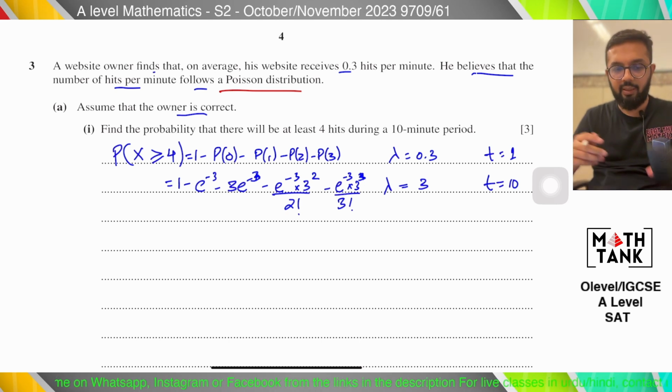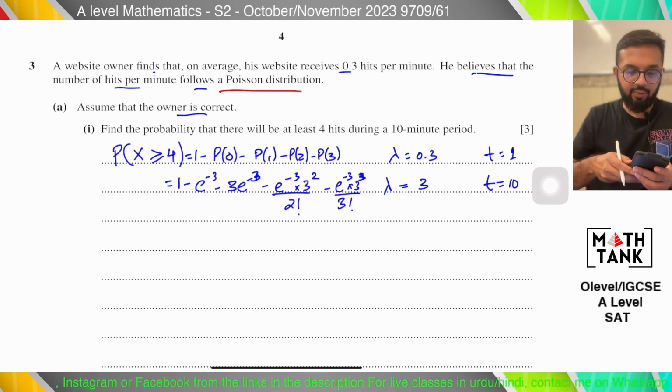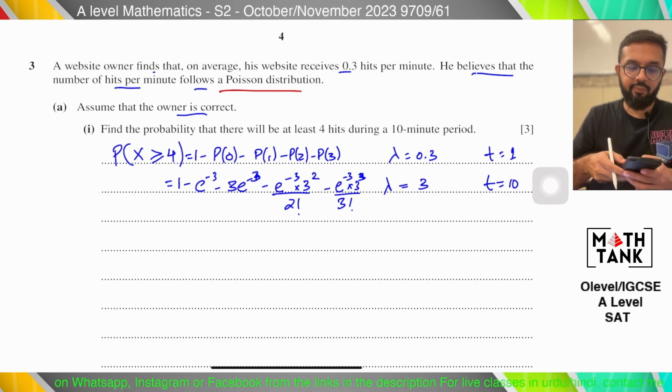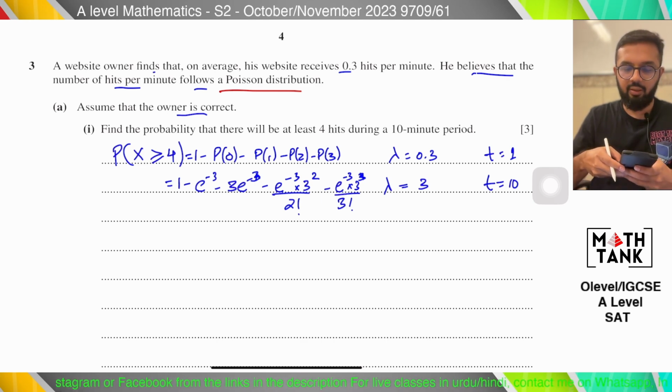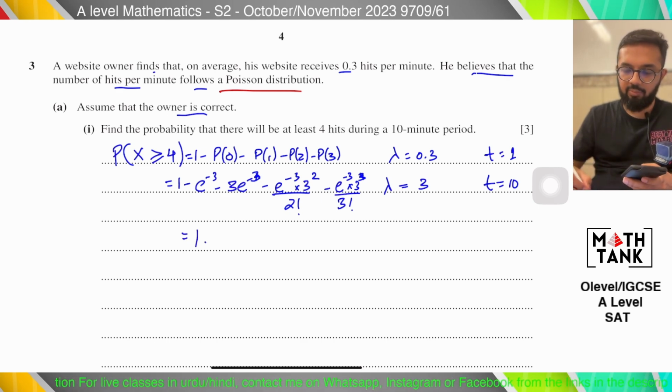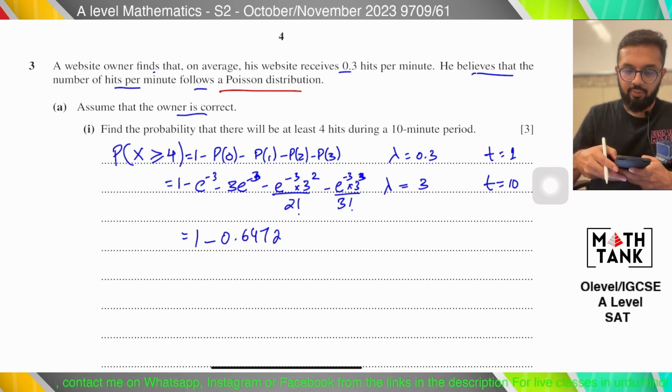Okay, I'm going to use my calculator to do all of this. I know that my calculator has a probability function, so I'm going to use that. Poisson CD, variable 3, lambda is also 3. I get 1 minus 0.6472. Okay, so what's 1 minus 0.6472?